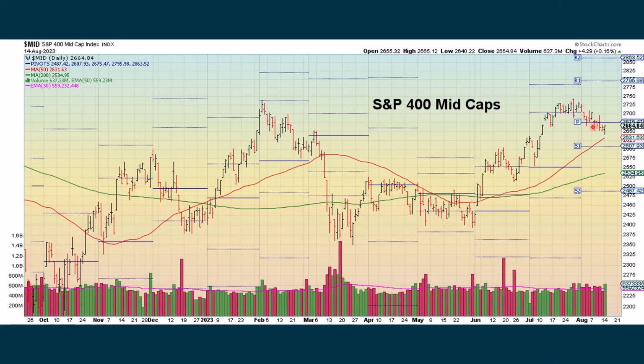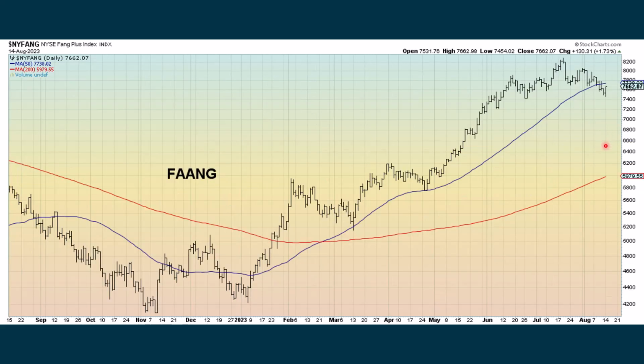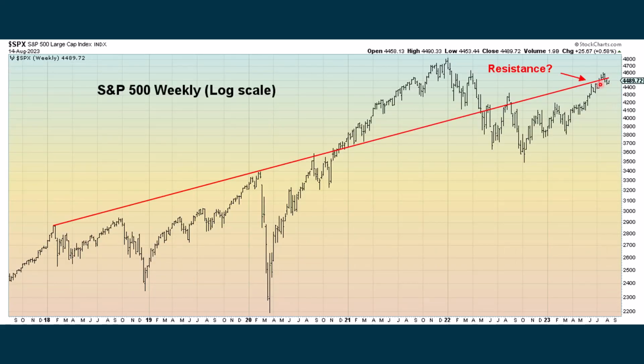The mid-caps have not come down to the 50-period moving average. I just wanted to show this for comparison. The FANG index is still below its 50-period moving average, but it had a pretty good day on Monday. We're below the resistance line with the S&P 500 weekly chart.